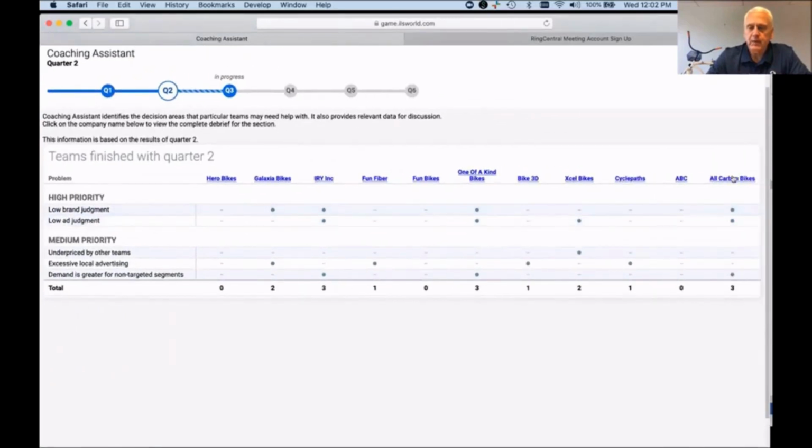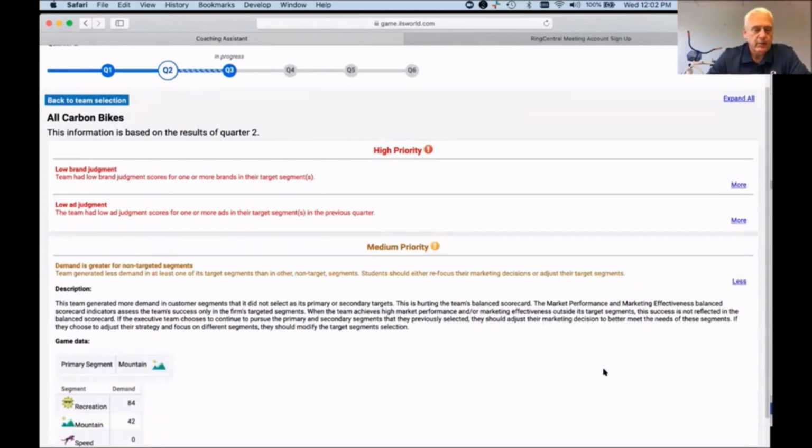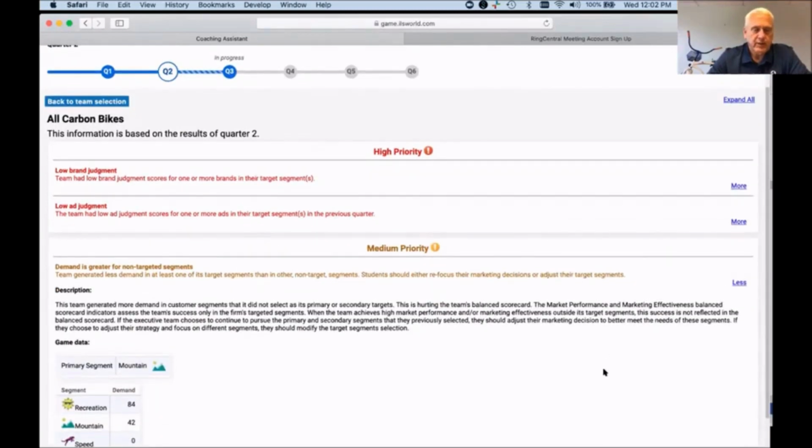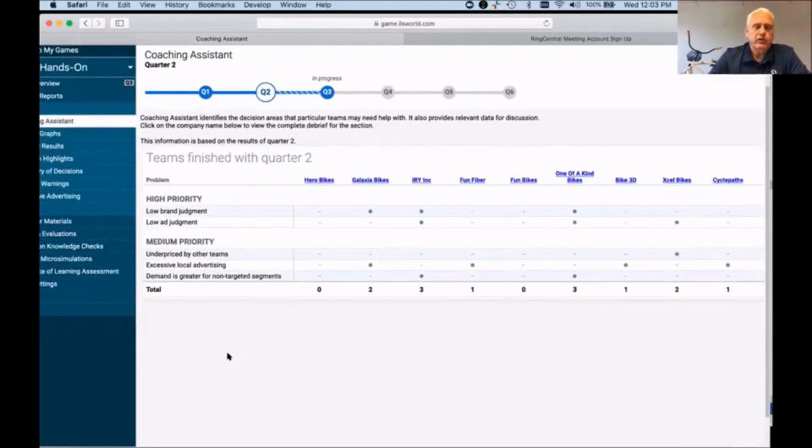This is my company, All Carbon Bikes. I have a low brand judgment, a low ad judgment, and I have demand that's greater for a non-targeted segment. If you will remember, I was targeting the mountain segment, but I was also trying to appeal to the recreation segment. So I've done a better job of creating a bike for the recreation segment than I did for the mountain segment. So this is really very helpful to you when you are going into a coaching situation.